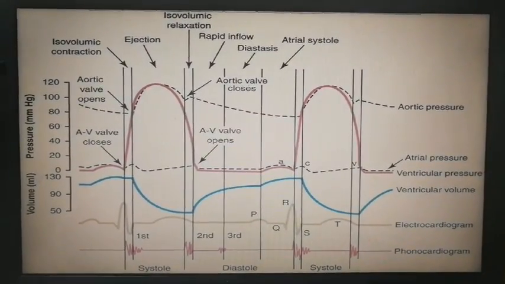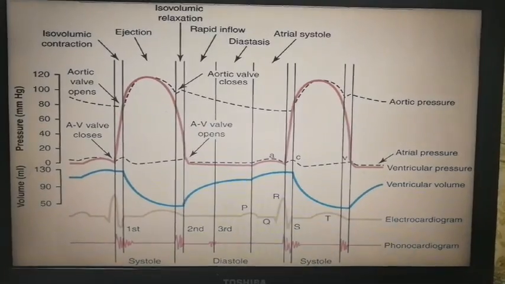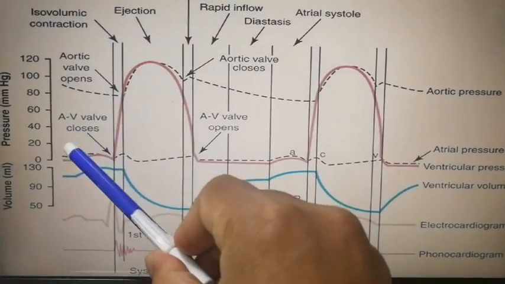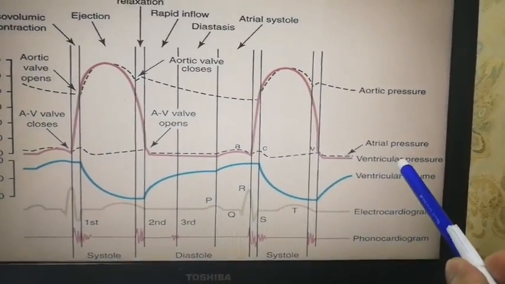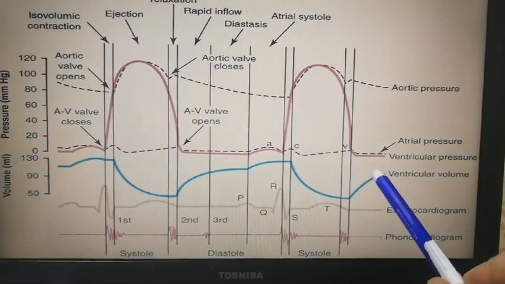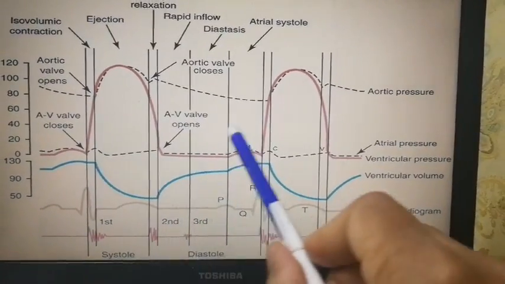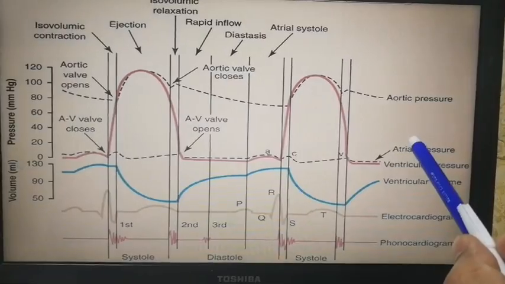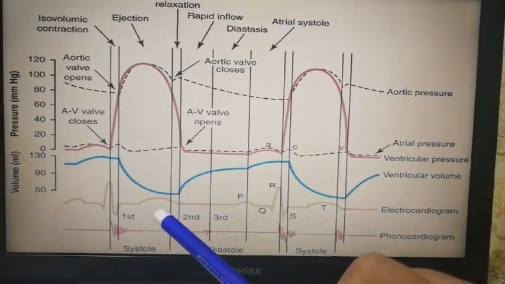You can see here the diagram of the cardiac cycle, in which this is the ventricular pressure curve. You can see the ventricular pressure curve in red and the ventricular volume curve in blue. And this black dotted line is the atrial pressure, as we discussed in the previous lecture on the pressure volume curve.